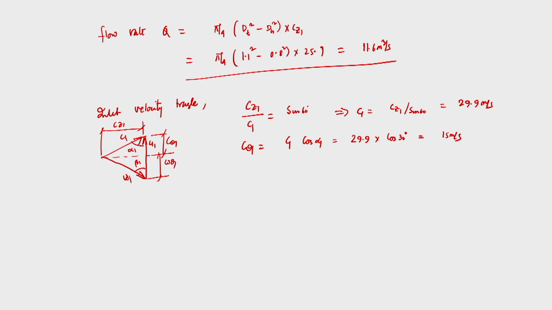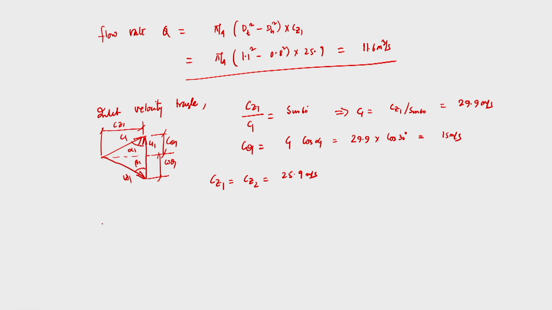So, we have obtained flow velocity, we obtained C theta 1, but now we have to calculate C theta 2. How can we obtain C theta 2? In that case we need to know Cz2. So, Cz2 will be equal to Cz1, that is equal to 25.9 meter per second, that is Cz2.